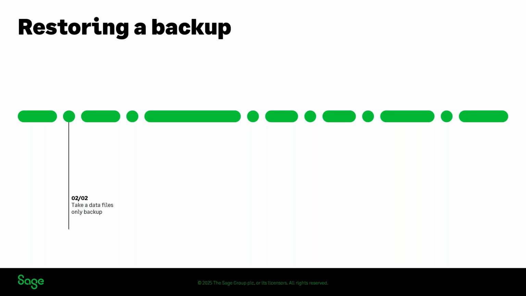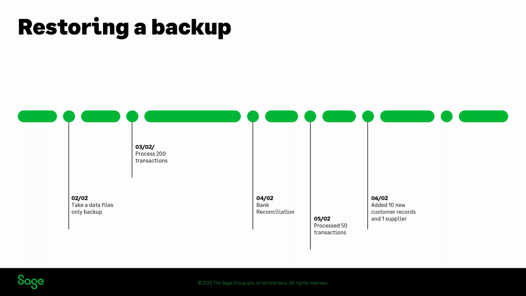So first off, we've taken a backup on the 2nd of February. On the 3rd of February, someone has processed 200 transactions. On the 4th of February, a bank reconciliation was completed. On the 5th of February, someone processed another 50 transactions. On the 6th of February, 10 new customers and 1 supplier record has been added to the software.